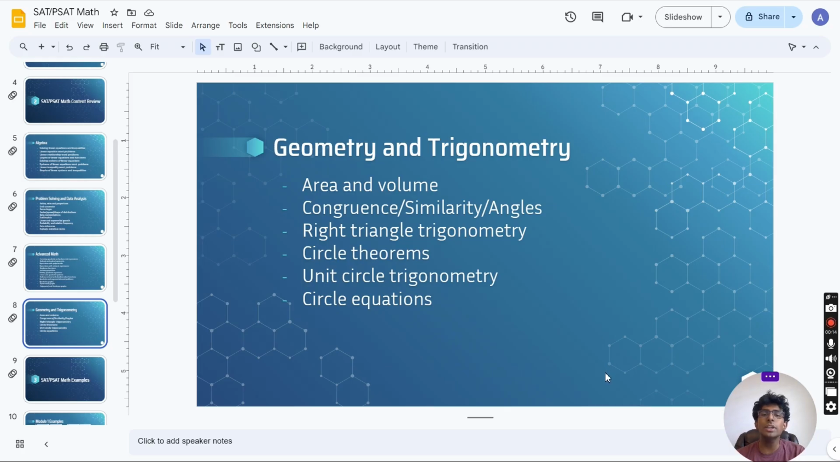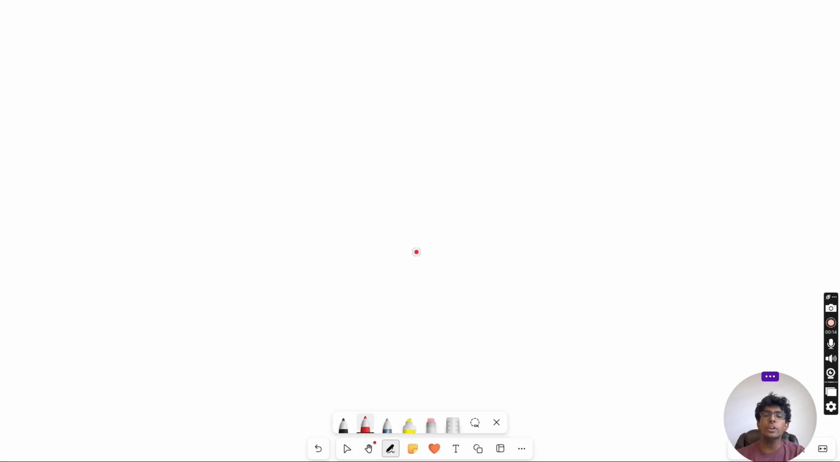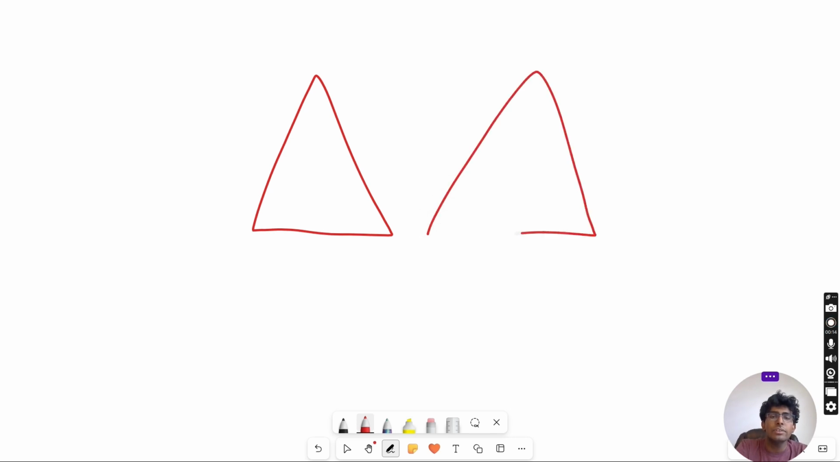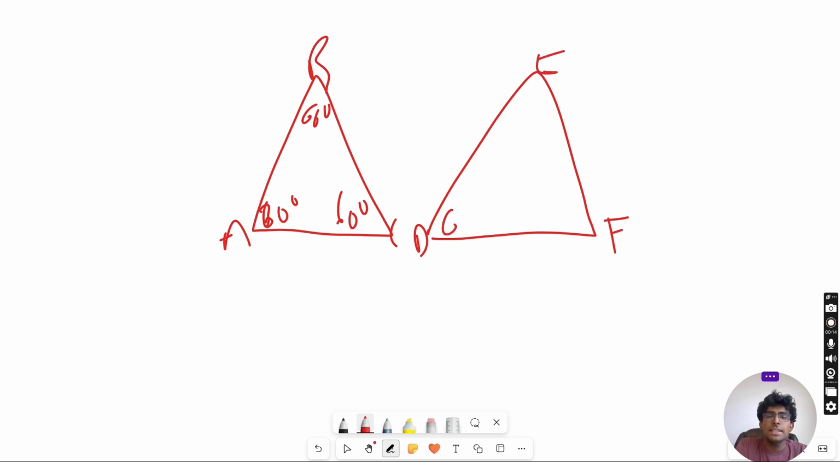Moving on to congruence, similarity, and angles. So for congruence, you have two different shapes that have the same sides and same angles. They're equal, basically. So like if this was an equilateral triangle, and this triangle, let's say this is triangle ABC versus DEF, same angles, and you're going to have the exact same sides. These are all equal to each other, okay?